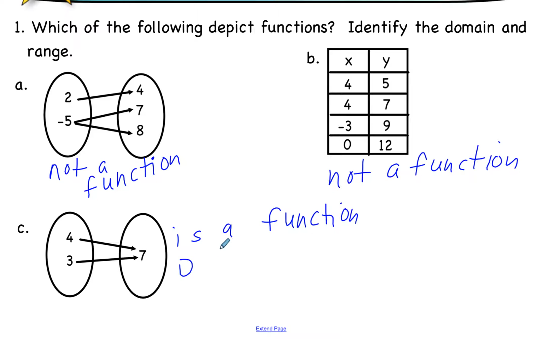So the domain is the set that consists of the elements 3 and 4. And we want to use set notation, the goofy brackets, okay? So that's the domain. Then the range, usually we depict that by a capital R. Again, with our set notation, the range includes the element 7.